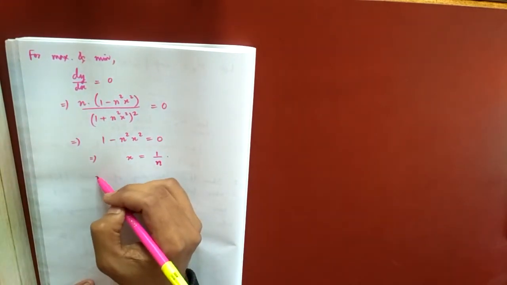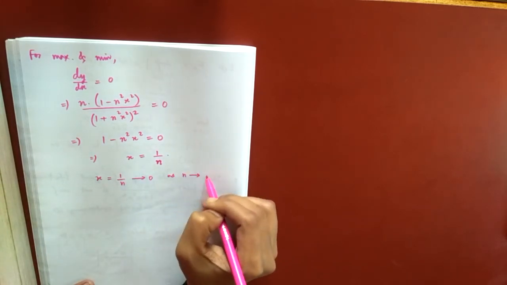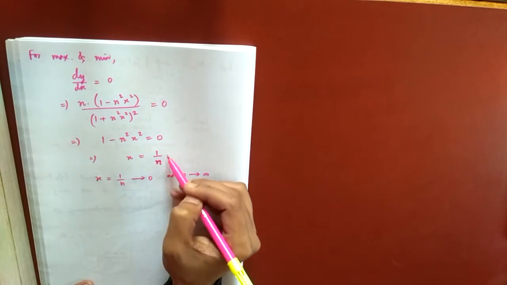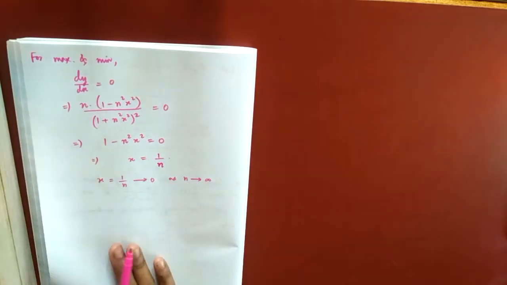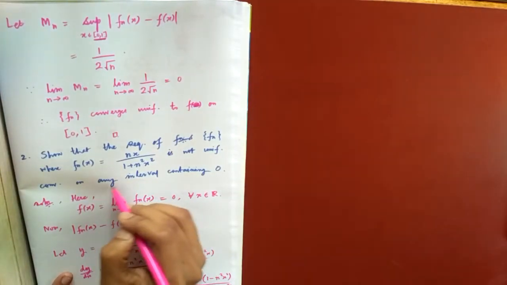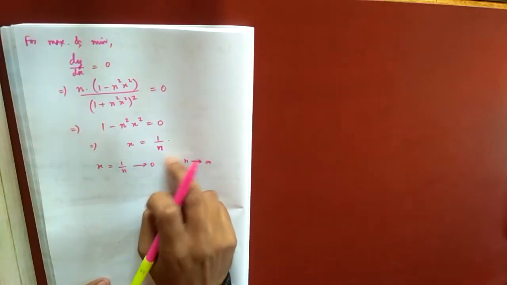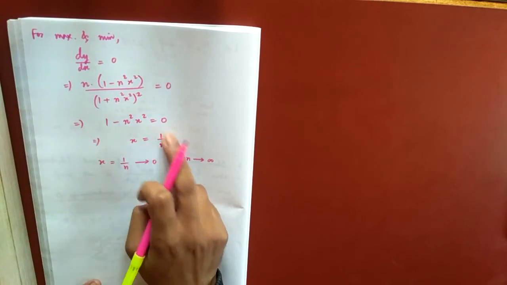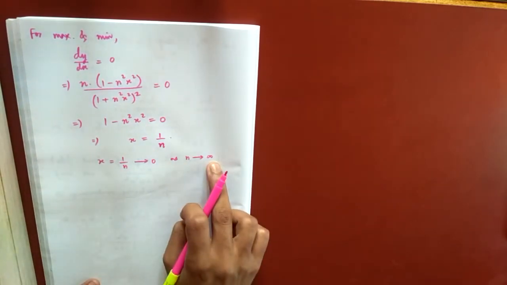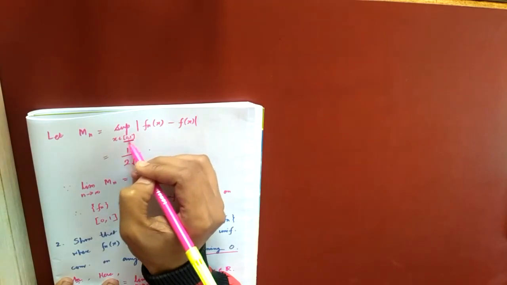Why? You see, x equals 1 by n tends to 0 as n tends to infinity. That means this number 1 by n will be there in my interval containing 0. Whenever I have an interval containing 0, then in that interval this x is definitely going to lie, right? Because this is very close to 0 due to this fact. Again and again I am repeating the same thing: whatever x is coming, that should belong to the interval.